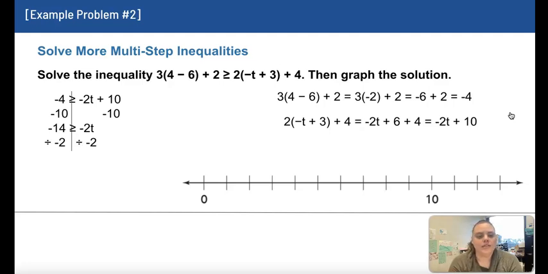When I divide by that negative number, I'm going to flip my inequality so it becomes less than instead of greater than. So I have that 7 is less than or equal to t, which means that t is greater than or equal to 7. On my number line, I'm going to find 1, 2, 3, 4, 5, 6, 7. And I'm going to have a filled in point here. And then greater than is to the right. So this is the graph for this inequality.